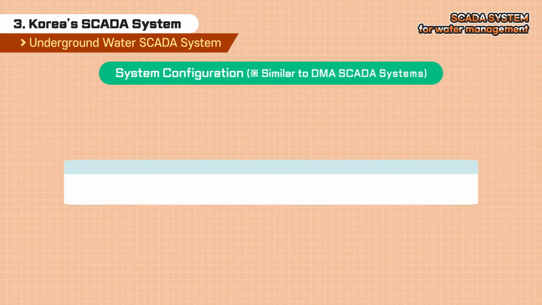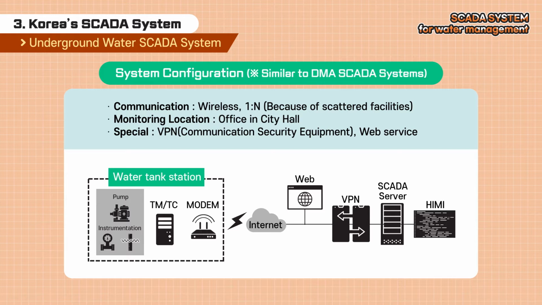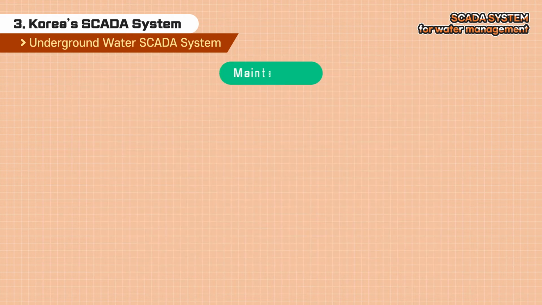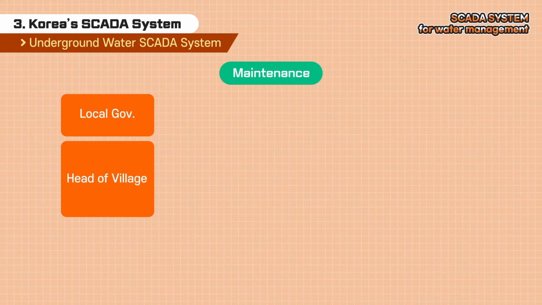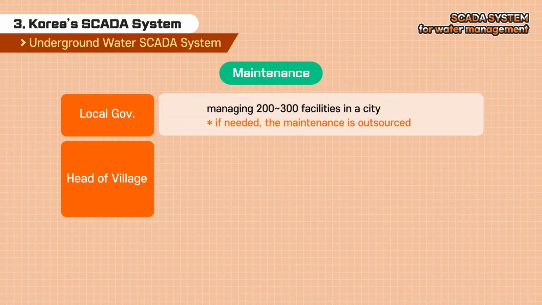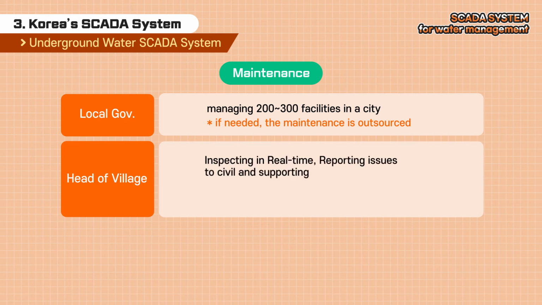The system configuration consists of the communication method, monitoring location, security equipment, and web services. The system maintenance is performed by local governments and heads of villages, respectively. The local government manages 200 to 300 facilities in the city, and the maintenance is outsourced if necessary. On the other hand, the village unit provides support for citizens, performs real-time inspections, and responds to issues. The budget is supported by the local government.